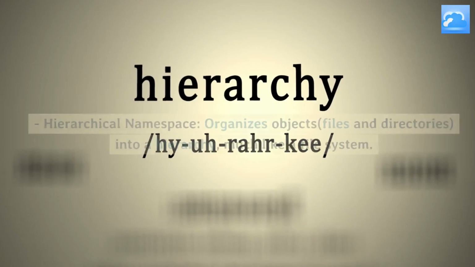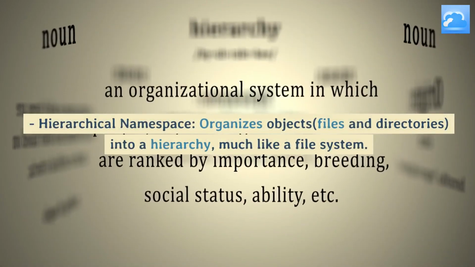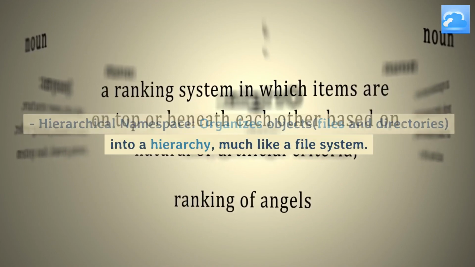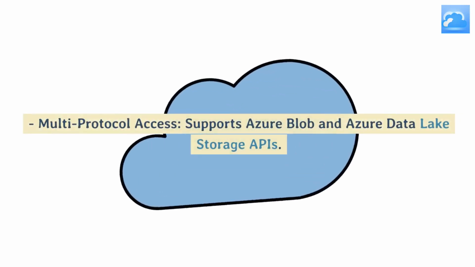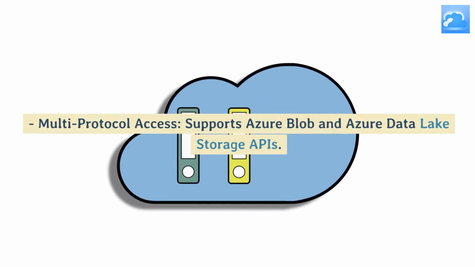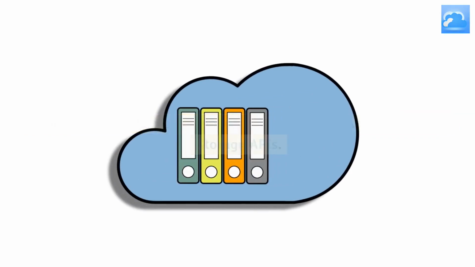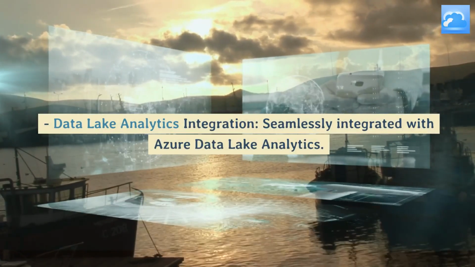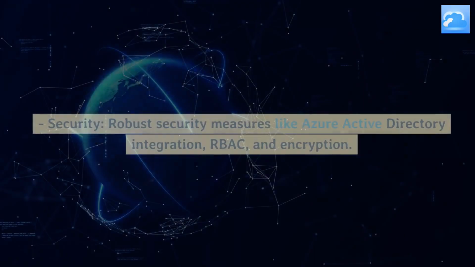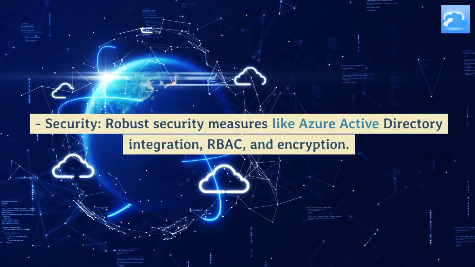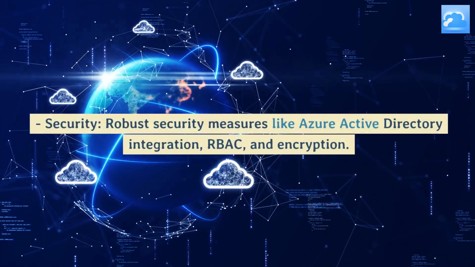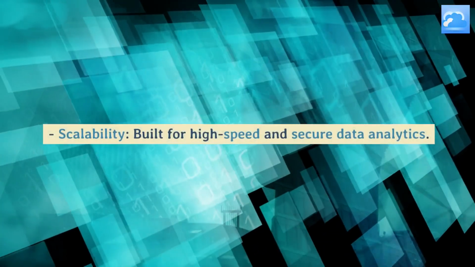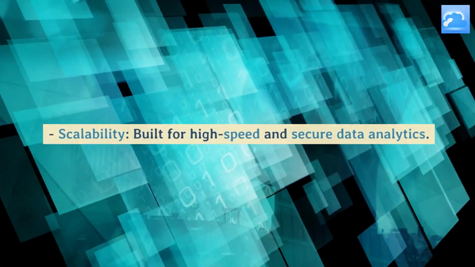Features: Hierarchical namespace organizes objects, files, and directories into a hierarchy, much like a file system. Multi-protocol access supports Azure Blob and Azure Data Lake Storage APIs. Data Lake Analytics integration, seamlessly integrated with Azure Data Lake Analytics. Security, robust security measures like Azure Active Directory integration, backup, and encryption. Scalability, built for high-speed and secure data analytics.